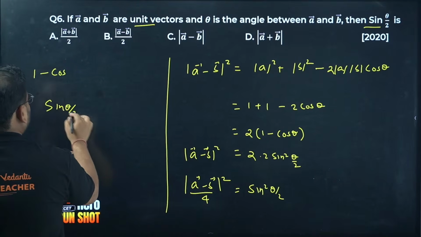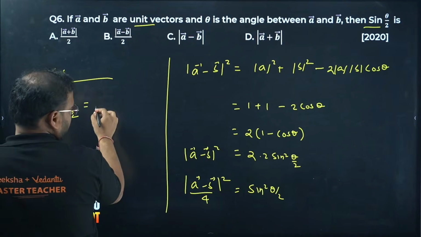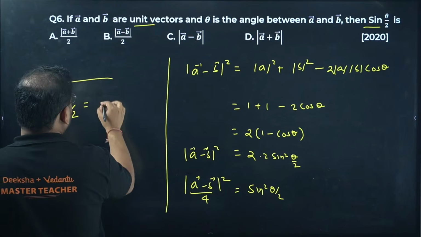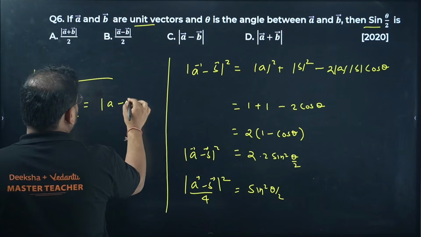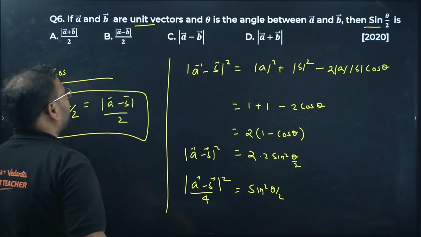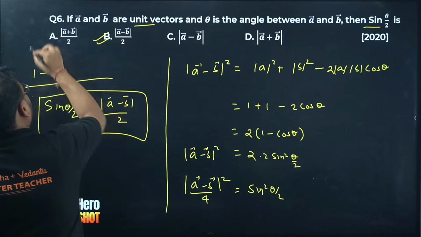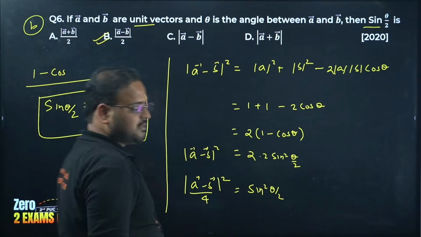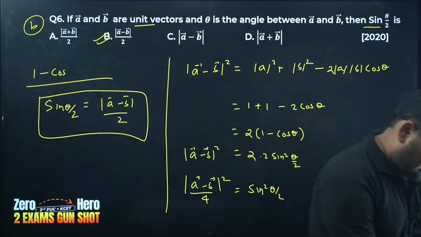My answer becomes what? Sine theta by 2 is nothing but square root on this side, A minus B by 2. That is option B.